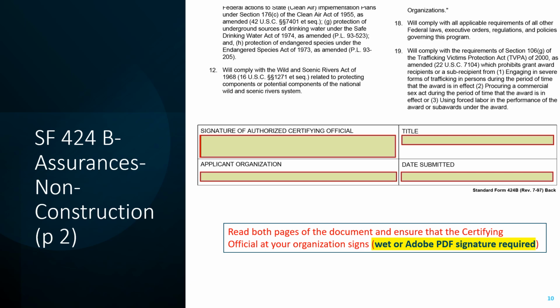Moving to the assurances page, or SF424B, please have your signatory official, the person that's authorized to sign on behalf of your organization, review these assurances. These are standard terms, assurances from all federal agencies. So we would need a wet or Adobe signature with title and the name of your organization placed here to signify that your organization will comply with the assurances that are detailed in this form.